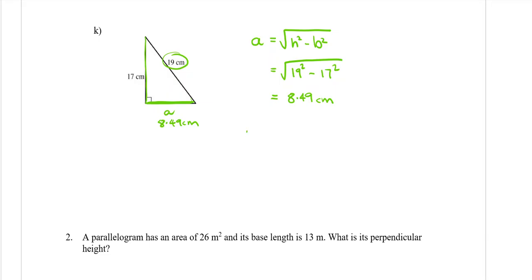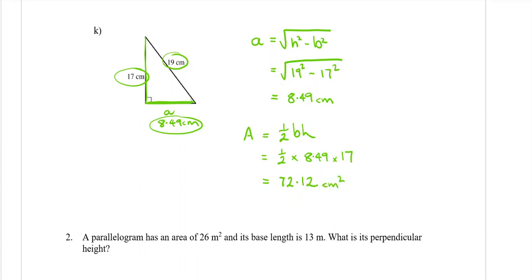Now to find the area of the triangle is half BH. The base and the height is the 8.49 and the 17. So half times 8.49 times 17 equals, in the calculator again, 72.12 centimeters squared.